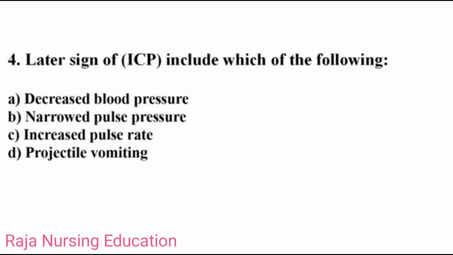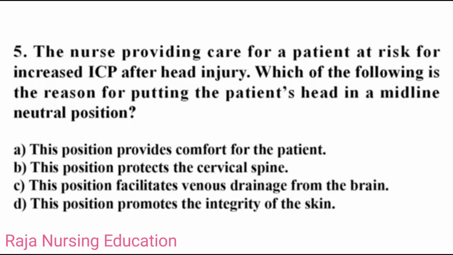Latest sign of increased ICP includes which of the following? A. Decreased blood pressure, B. Narrowed pulse pressure, C. Increased pulse rate, D. Projectile vomiting. The answer is D. Projectile vomiting.